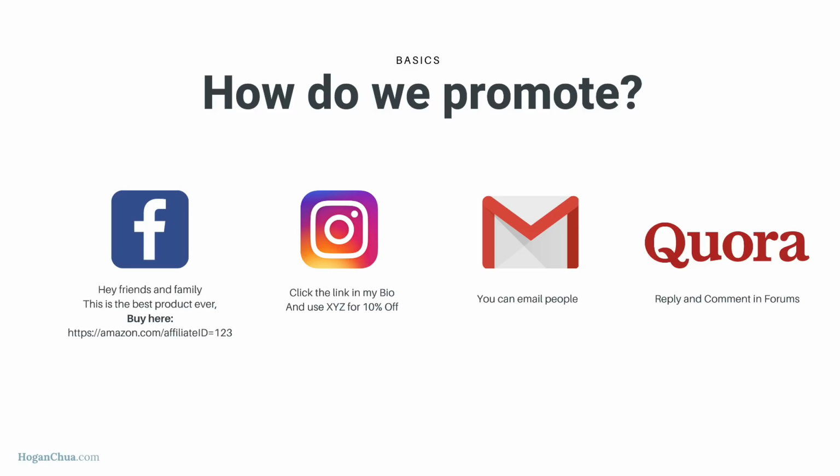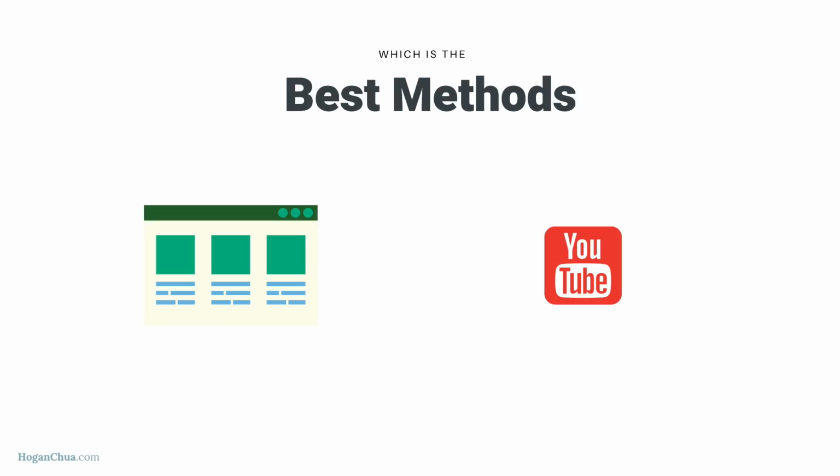But those aren't the best ways to promote your affiliate links. The best two ways are your website and a YouTube channel. In this video, we're going to focus mostly on creating an affiliate website. So we're going to be focusing on that.